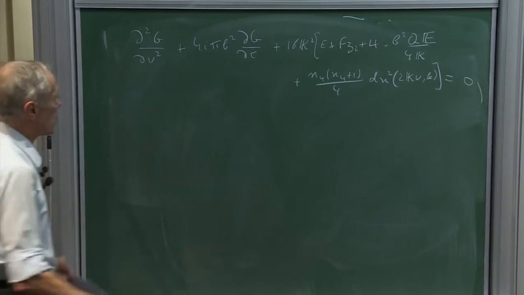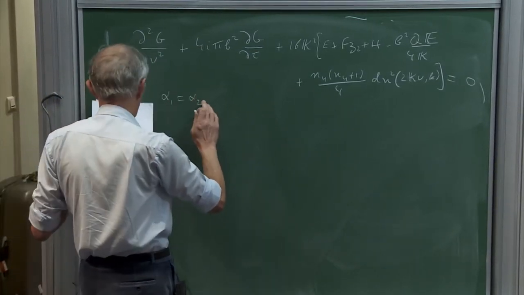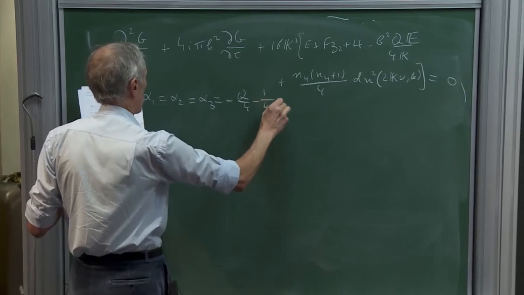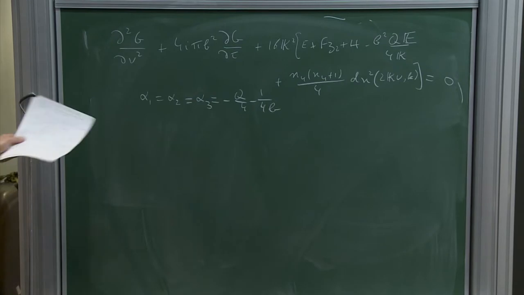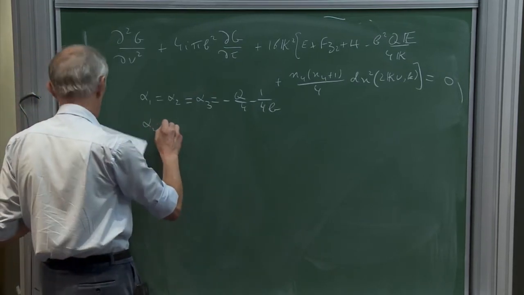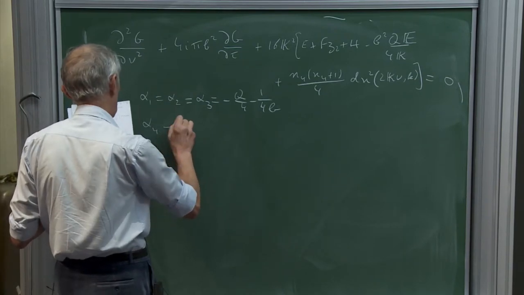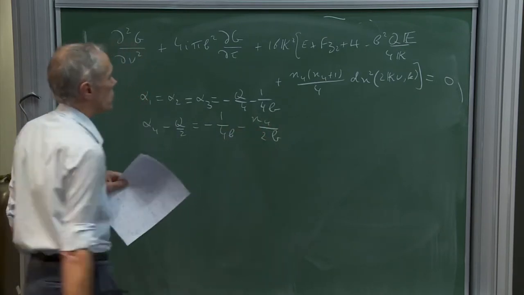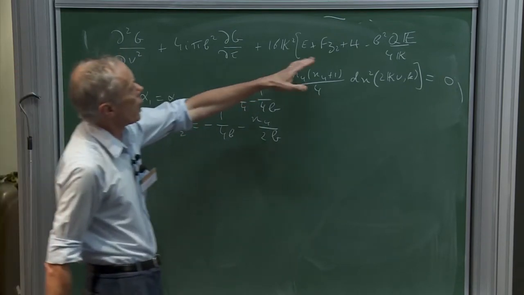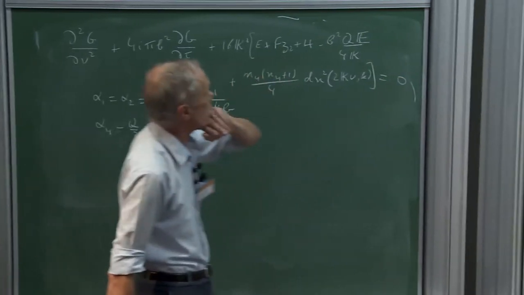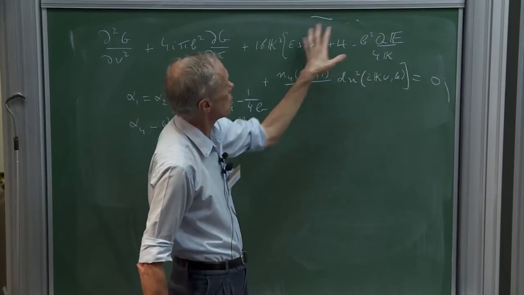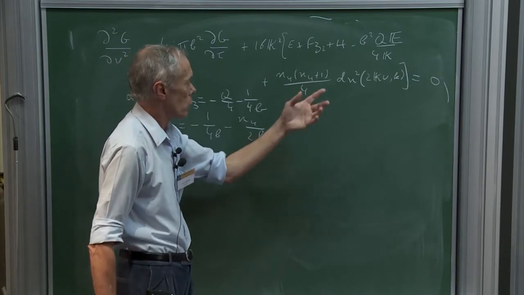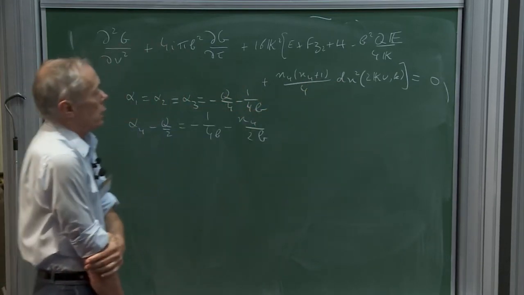And now I should say that this is the case alpha 1 equals alpha 2 equals alpha 3 equals minus Q over 4 minus 1 over 4b. I have chosen these particular values of the external dimensions. You'll see why in a second. And alpha 4, I choose it to be minus Q over 2, let me say it, minus 1 over 4b minus n4 over 2b. And so E, F, and H, as I said, are only functions of the alphas. So this is a function of z2 only. And I have here this dn, the elliptic function, the ratio of the elliptic functions, well, the standard thing.